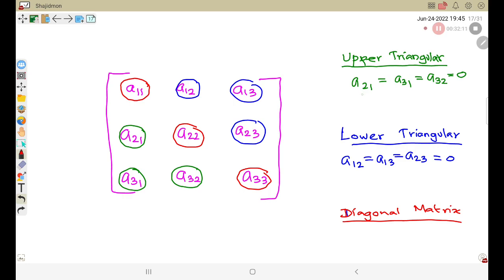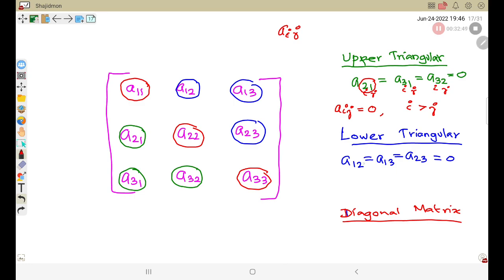Correct? Upper triangular. So when we are taking Aij, the first number we are calling I, the second number we are calling J. For example, A21: I is 2, J is 1. Here I is 3, J is 1. Here I is 3, J equal to 2. Correct? Which number is the bigger number? I is the bigger number. So for upper triangular matrix, Aij is 0 when I is greater than J, because I should be the bigger number and J the smaller number. Upper triangular: I greater than J.